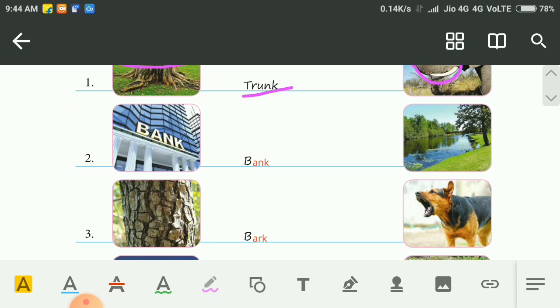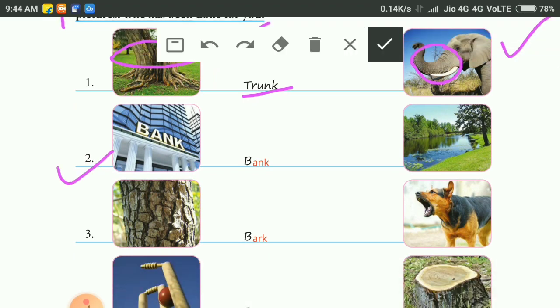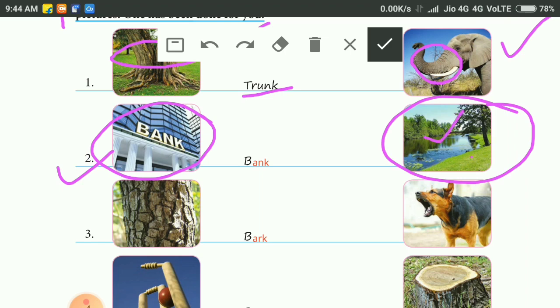Now we will see picture number 2. One picture is of an official building. You can see here, this is known as bank. We can deposit money and do so many works here. This is bank and the other picture is of a river. This is river and this is river side. River side is known as bank. So you can see bank is used for both the pictures, for this picture and for this picture also.